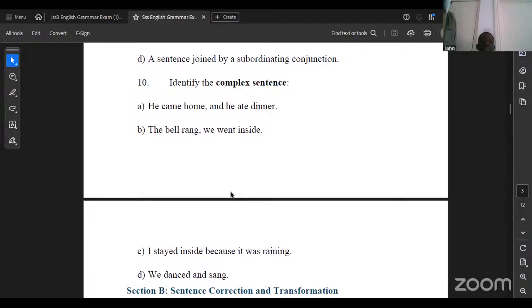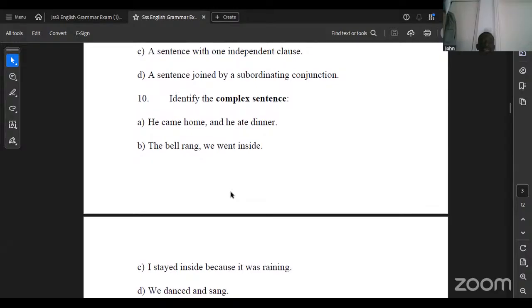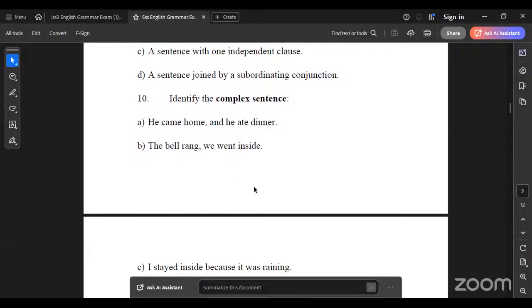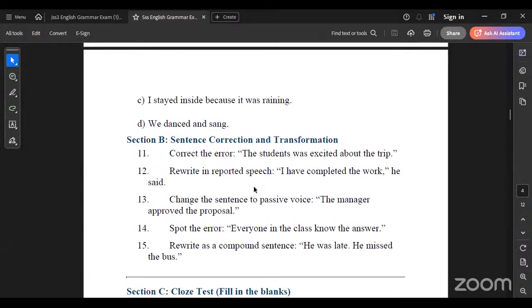Wait, can I see the last question, please? Is there any other option for number 10? No, this is A, B, C, and D. Oh, you can't see C and D. Oh, sorry. Can you see it now? Yeah. Okay.